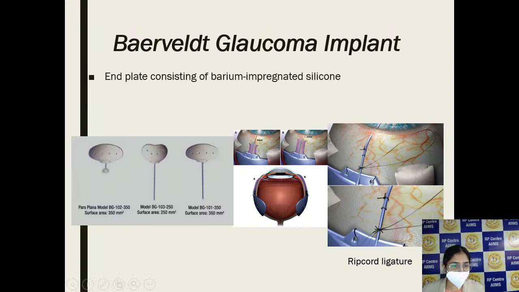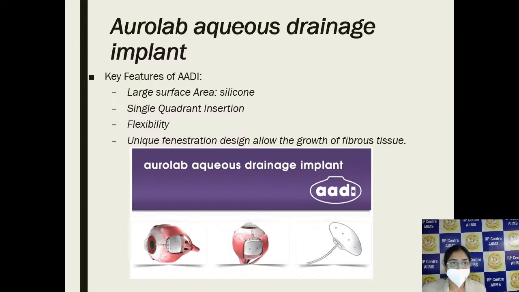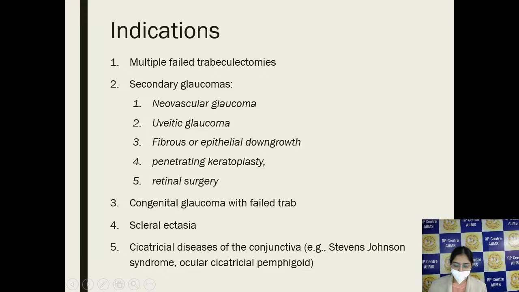What happens through these pores is that fibrous tissue grows, and the height of the valve is low. When the height is low, there are low chances of diplopia, and it also keeps the plate in position. So I talked about the Orolab implant. It is also like Barwilt, and there are also pores in it, and the principle is the same as the Barwilt. So now we come to the indications where we use these implants.